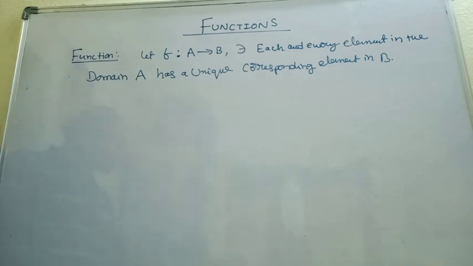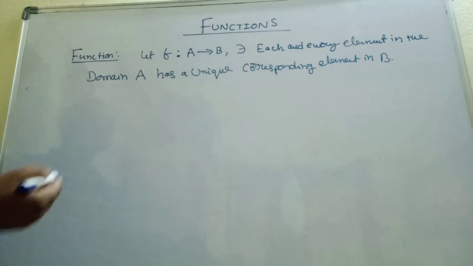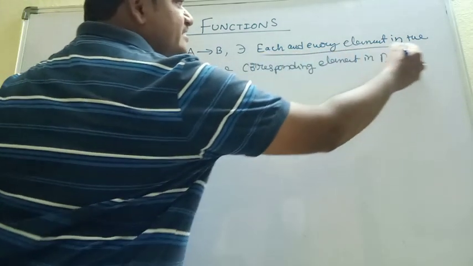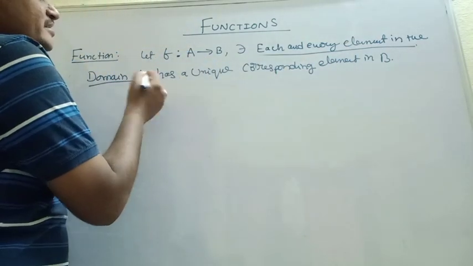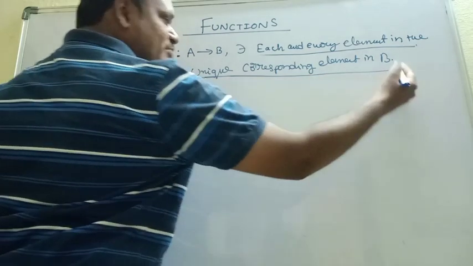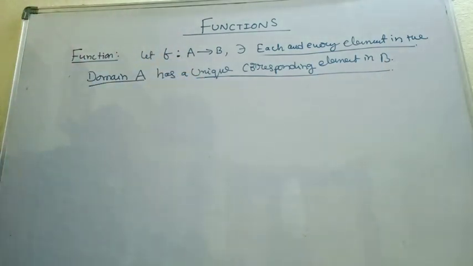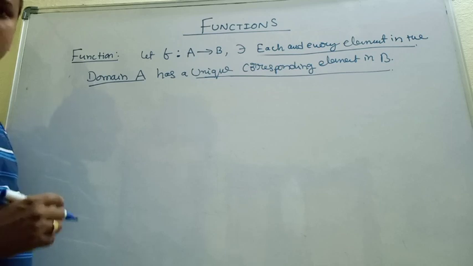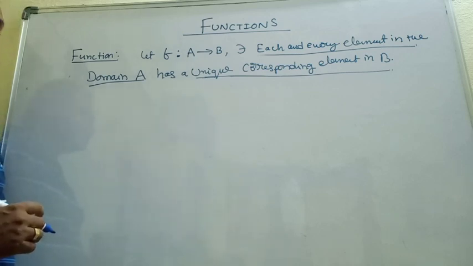Fine. This is what we have here. Here, the two points are important. Each and every element in the domain A has a unique, unique means only one, corresponding element in B, right? Only one corresponding element in B. This is what is most important. Then how will we do this particular problem?